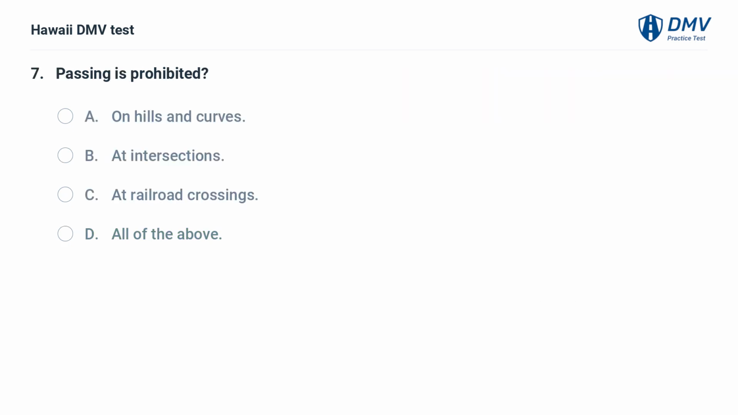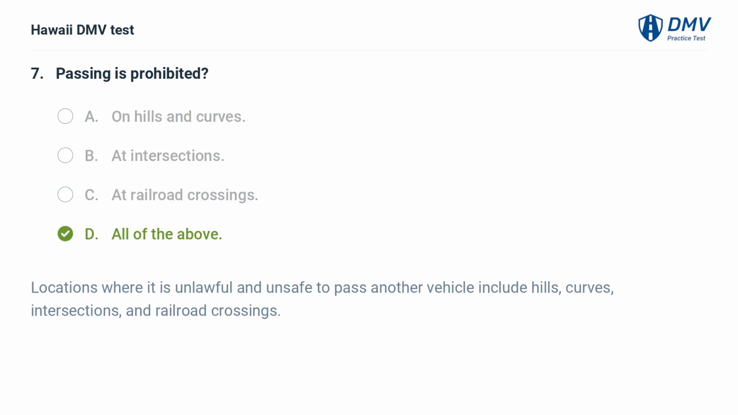Passing is prohibited. A. On hills and curves. B. At intersections. C. At railroad crossings. D. All of the above. D. All of the above. Locations where it is unlawful and unsafe to pass another vehicle include hills, curves, intersections, and railroad crossings.